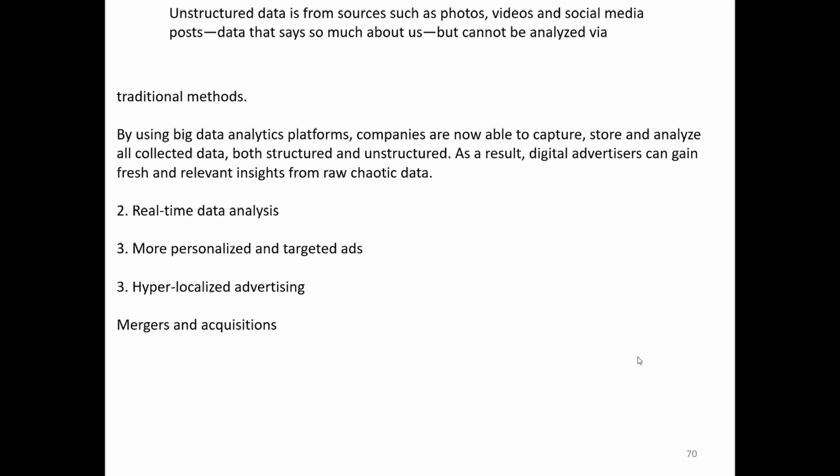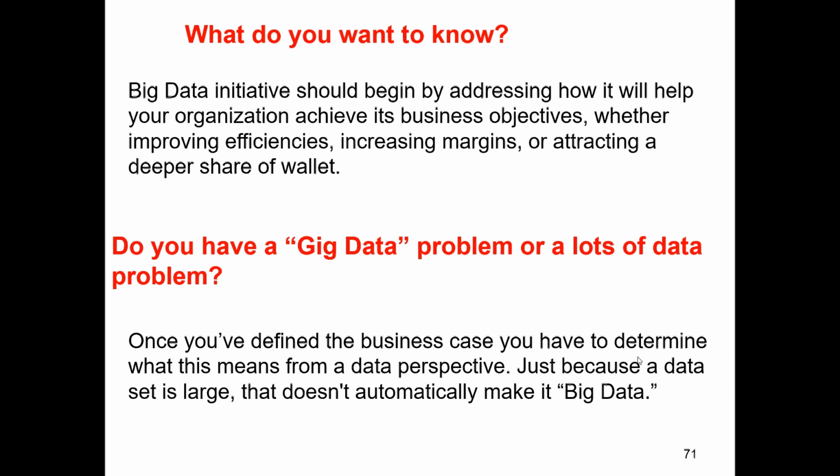So, what are the traditional methods in understanding it? The traditional method is understanding the company's ability to capture, store, and analyze the collected data of how the market reacts: real-time data analysis, personalized and targeted ads, hyper-localized advertisement, mergers and acquisitions. Now when you talk about big data, you should also know that there are organizations which have different objectives, different improvement strategies, different margins. So we also have a terminology called gig data. Gig data is an enhanced version of big data, which also includes challenges about data acquisition.